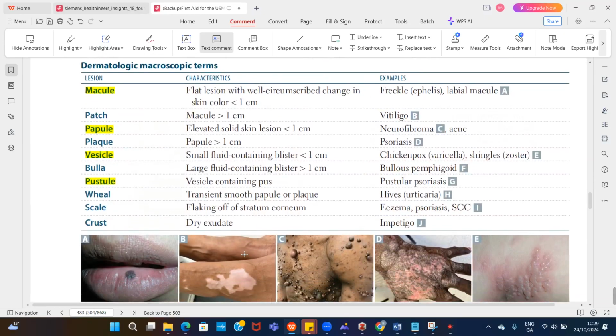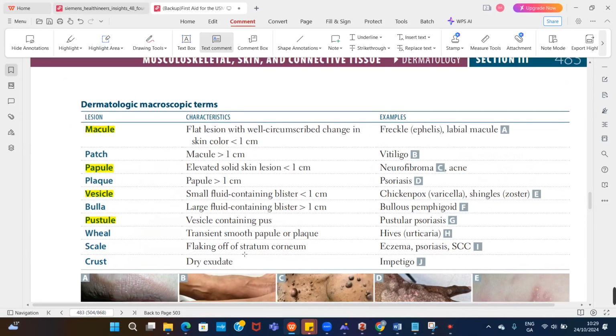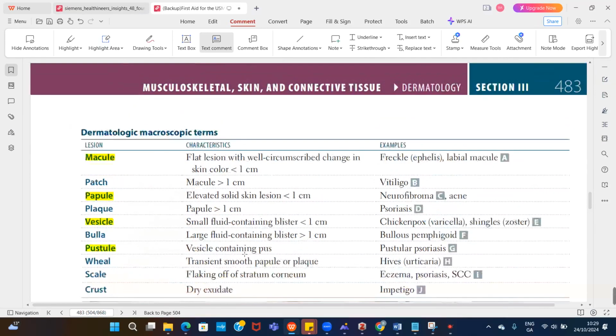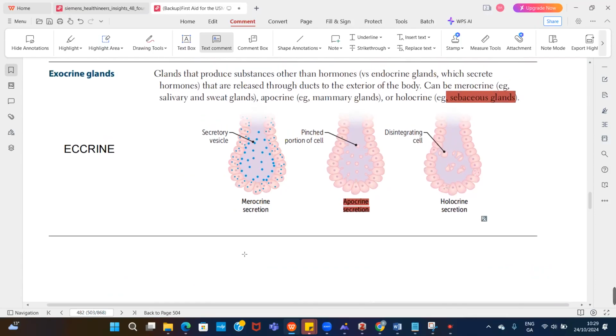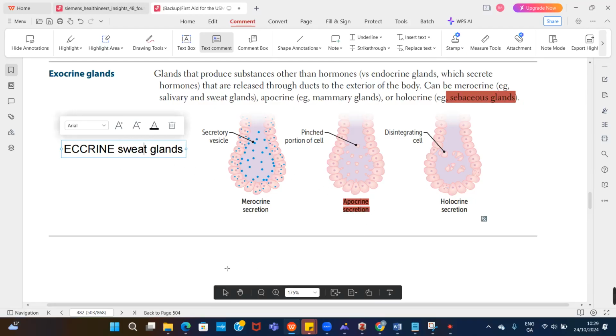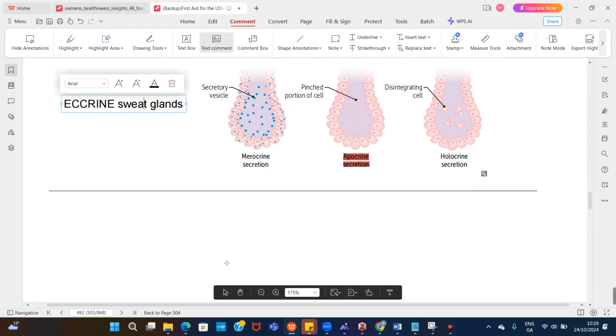So moving on to the dermatologic. You said eccrine. In the book here, I'm looking at three of them: merocrine, apocrine, and holocrine. You said something about eccrine sweat glands. So eccrine is under merocrine? Yes, eccrine sweat gland is under merocrine. Why is the apocrine sweat gland under apocrine secretion? Okay. That's the way it works.